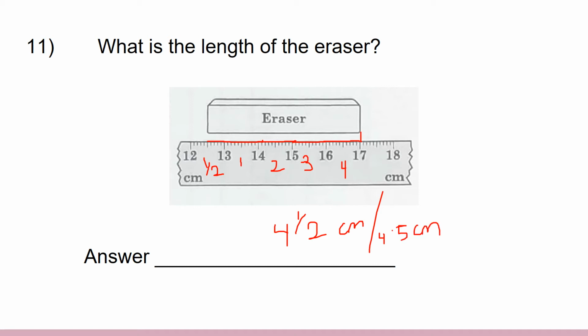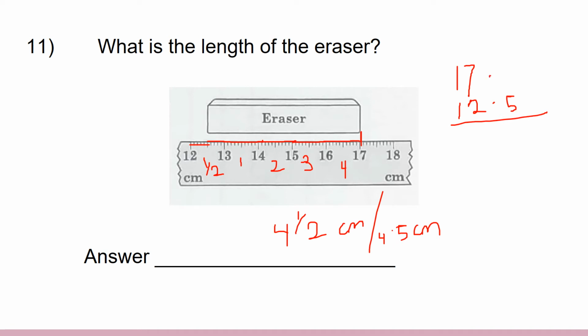For others who may not see it like this, we can work it out by subtracting. Where did the eraser stop? It stopped at 17. Where did it begin? It began at 12.5. So we can subtract 12.5 from 17. So I'm writing 17 and 12.5.